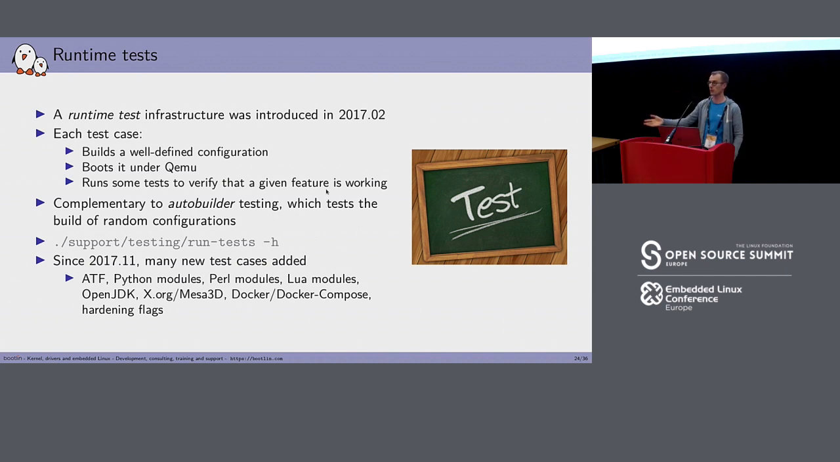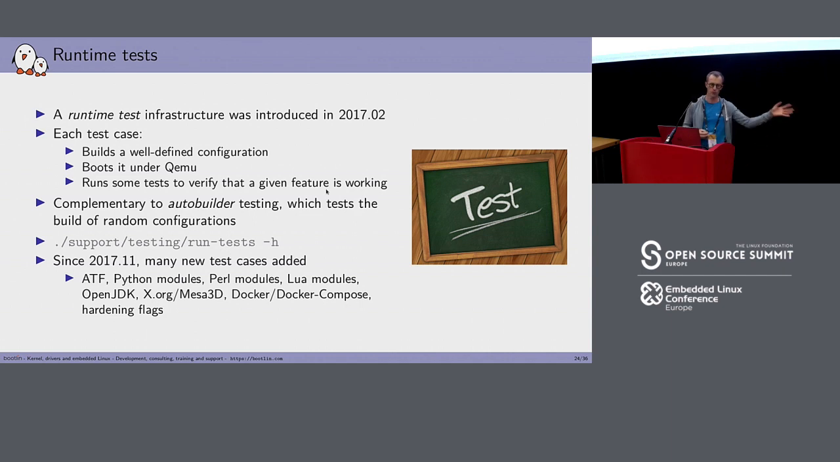Let's say this Python module or Dropbear is running, or that kind of thing. And these tests are executed in our CI, for now once a week. We run the entire set of test cases and make sure that they continue to run. And this runtime test infrastructure was mainly improved with additional test cases.